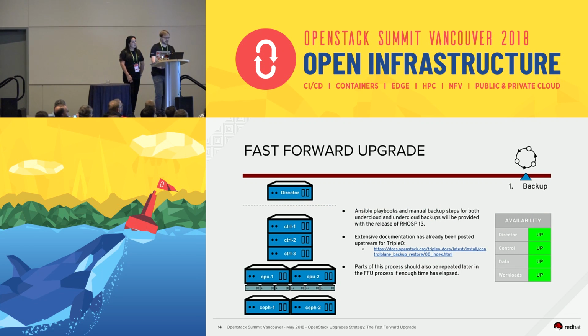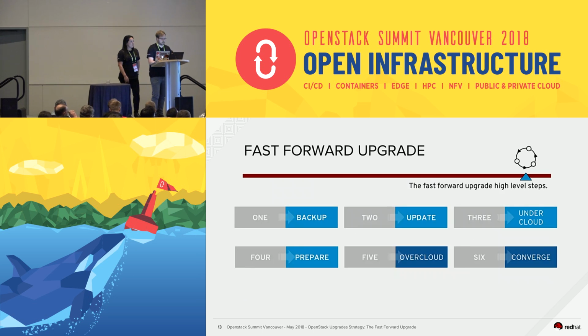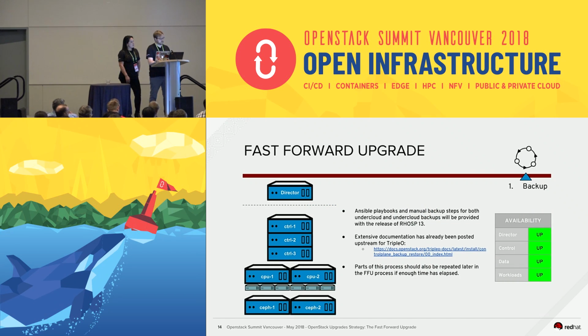So the initial step, as I said, is backup. We will be providing Ansible playbooks to help with this at release. The manual backup steps are also going to be documented at release within the documentation quite extensively. There is actually documentation upstream already for TripleO in this regard for backup and restore. Parts of this process will need to be repeated later on as well. If I just quickly go back to the 6 steps here, the first 4 steps are in a lighter blue, and these can happen well in advance of the overcloud upgrade itself. If enough time does elapse, we are going to be recommending that people obviously take additional backups, deltas, etc., just so you have a recent backup to revert to if anything does go wrong.